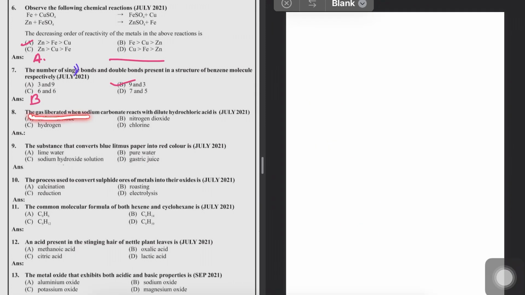Coming to the next question, the gas liberated when sodium carbonate reacts with dilute hydrochloric acid. So which is the gas that is going to be liberated when sodium carbonate reacts with dilute hydrochloric acid? So we have to check the reaction. Sodium carbonate is Na2CO3. When it reacts with dilute hydrochloric acid, we get NaCl plus H2O plus carbon dioxide.